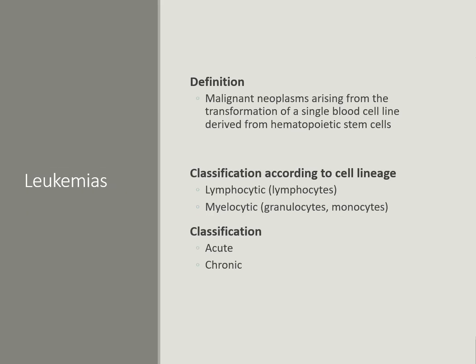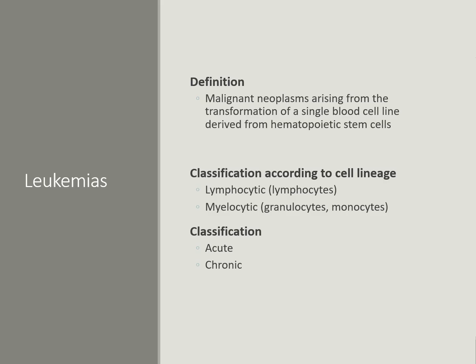So next we'll talk about the leukemias. The leukemias are a group of malignant neoplasms that arise from the transformation of a single blood cell line derived from the hematopoietic stem cells. We can classify leukemias according to their cell lineage or according to acute versus chronic disease. By cell lineage, they're either lymphocytic or myelocytic, meaning they come from the lymphocytes, those B and T cells, or from the myelocytic cells, so granulocytes or monocytes.